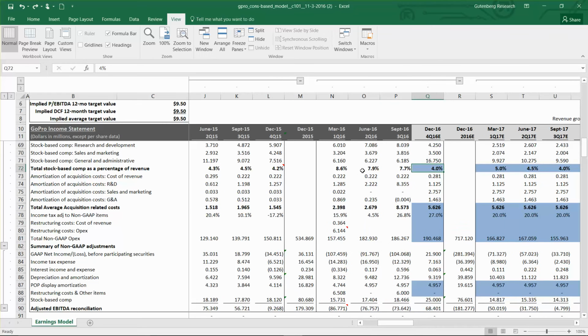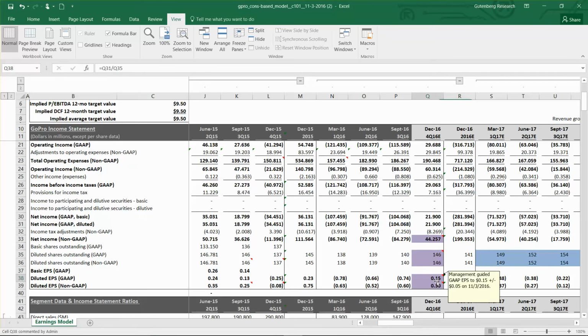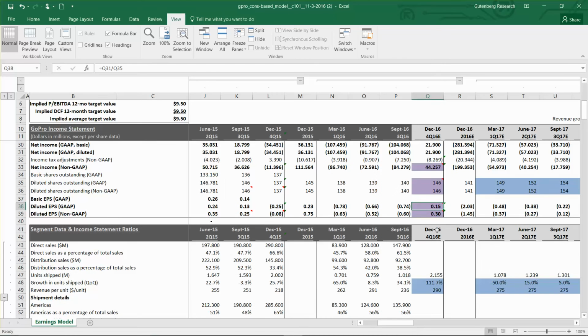And even though stock-based comp has come up quite a bit on a percentage basis in the last couple of quarters, we do have it declining in the fourth quarter. And amortization of intangibles, we just take the average of the last 2 quarters, which tends to stay relatively stable. So when we do that, we get back to EPS of 15 cents, which is the midpoint of their guided range, and on a non-GAAP basis, 30 cents.